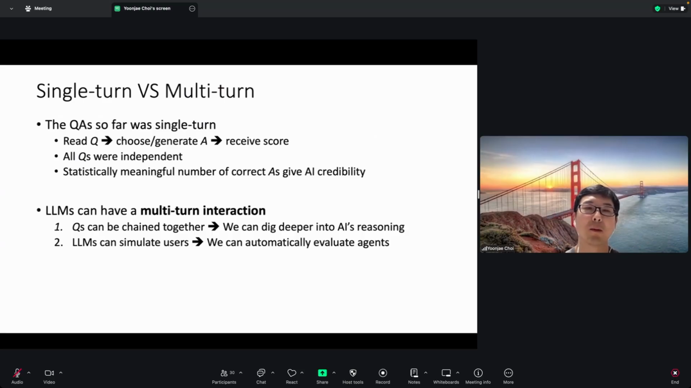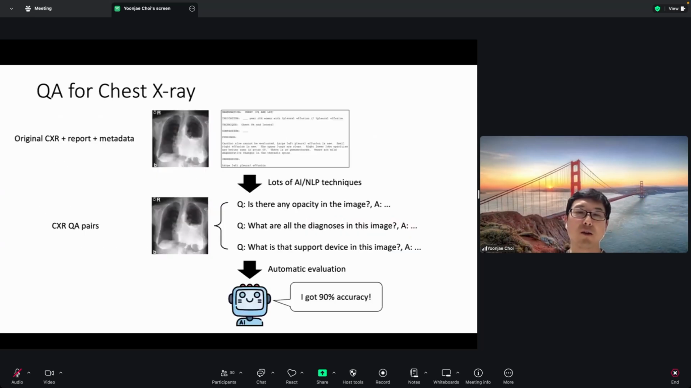So I want to talk about two things. The number one being chaining the questions together. Which means that, oh, I solve question one. If you get it right, go to question two. If you don't get it right, go to question three. If you get it right on question two, go to four. If you don't get it right, go to question five. Something like that. So I'll give you an example in terms of chest X-ray.